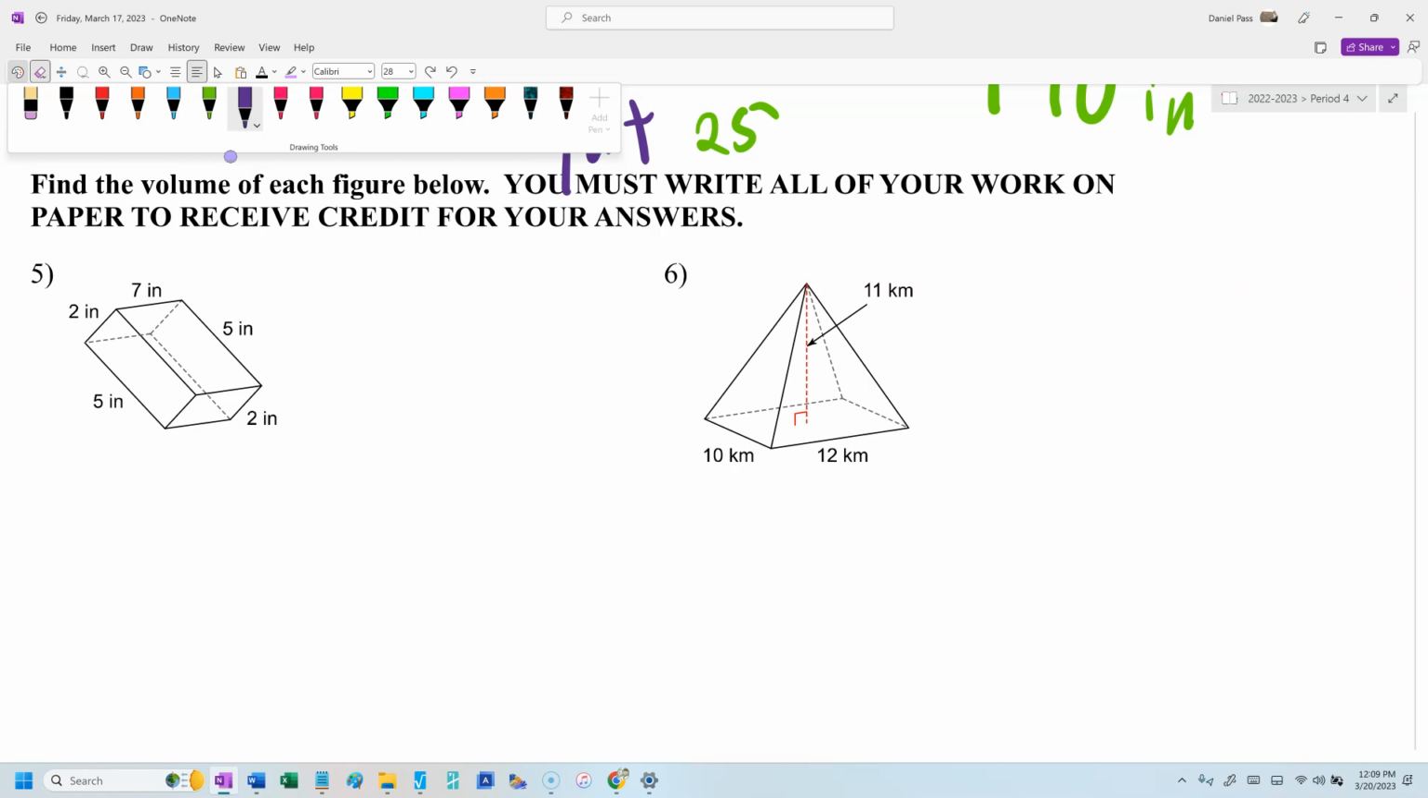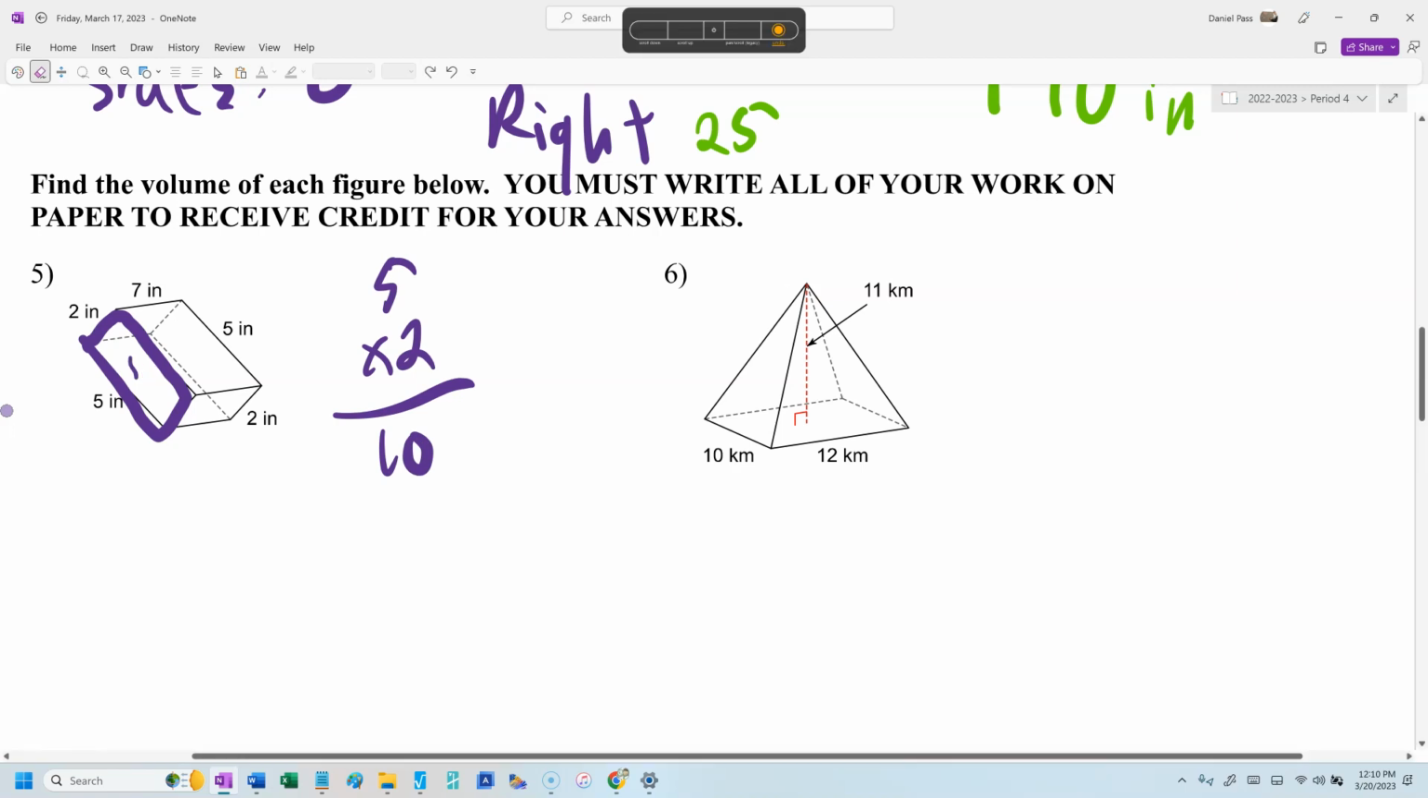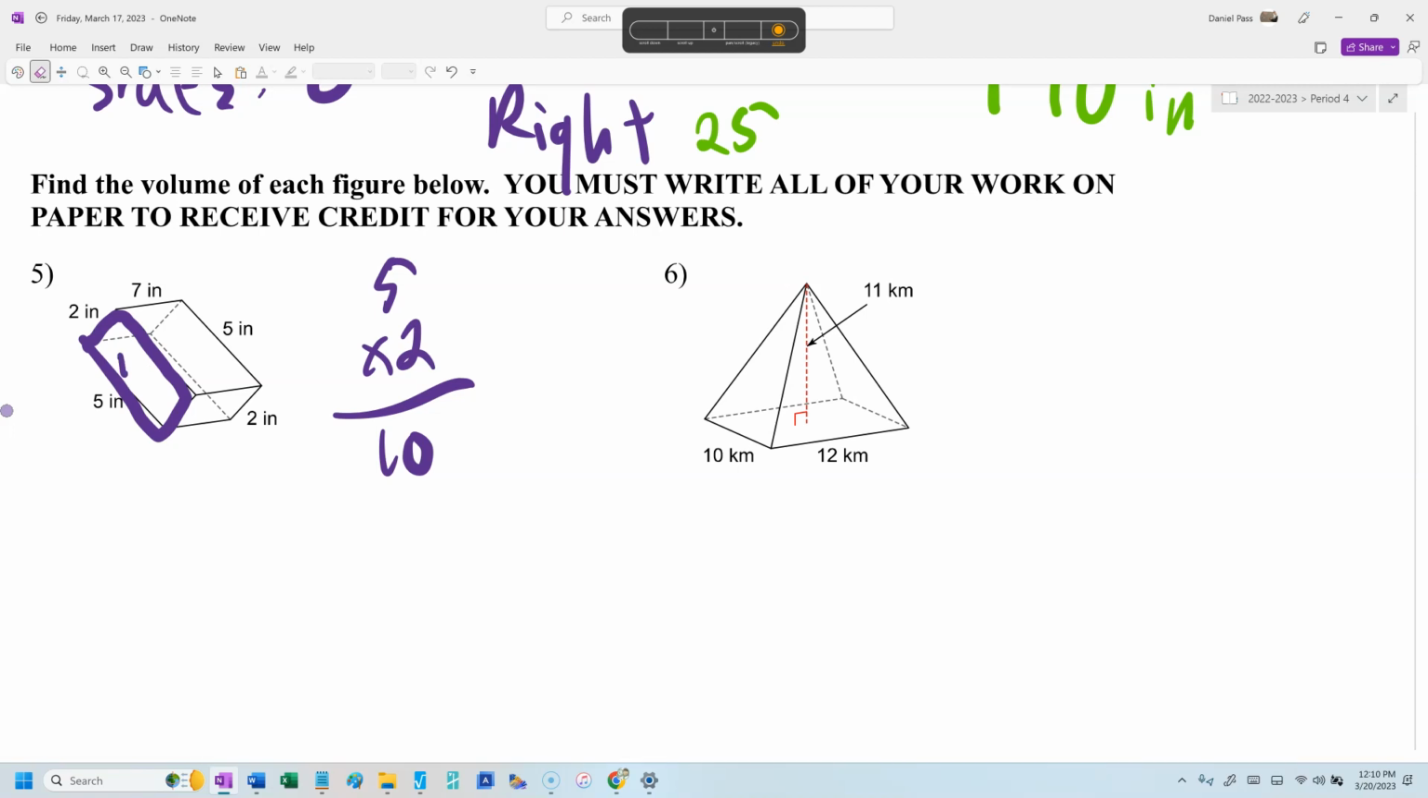The front side. The front side? Yeah. This one? No, not the bottom. Oh, you're talking about this one that looks like the left to me? That's front to you? It doesn't really matter. So you want to do that one. Okay, good. So what does that make? 5 times 2 makes 10. So this one's 10. Okay, now what? You add 7 to the mix, right?